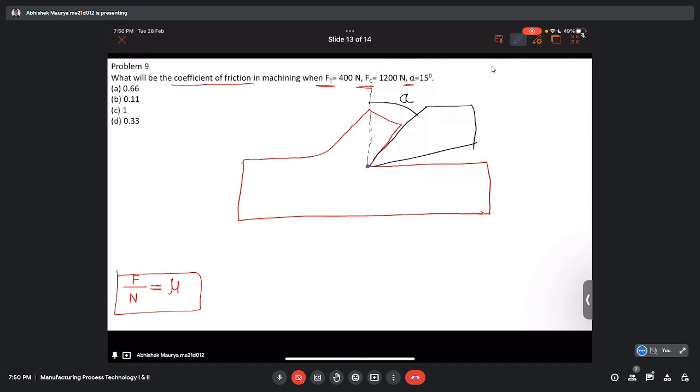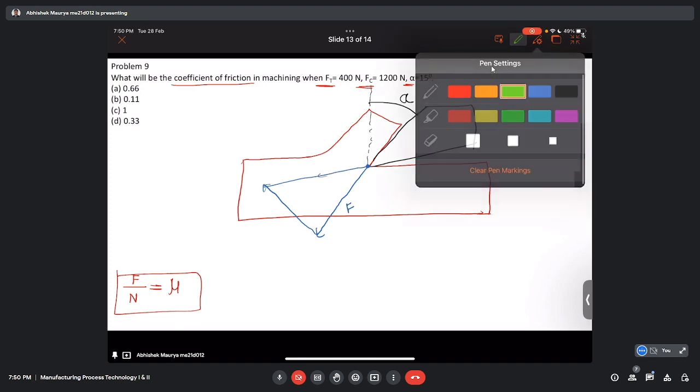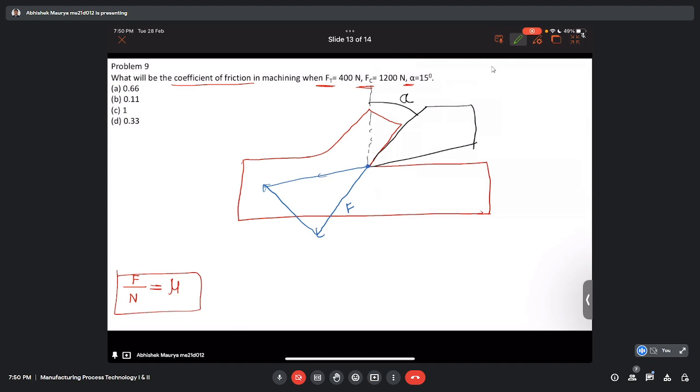Along the rake face it will experience a friction force, and perpendicular to the friction force, what will it experience? It will experience a normal component of this force, and this is the resultant. Similarly, if you see along the shear plane, this is the shear plane.